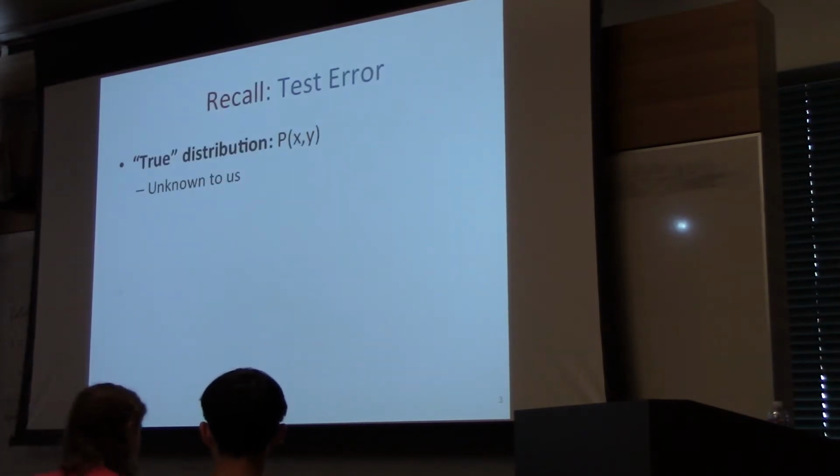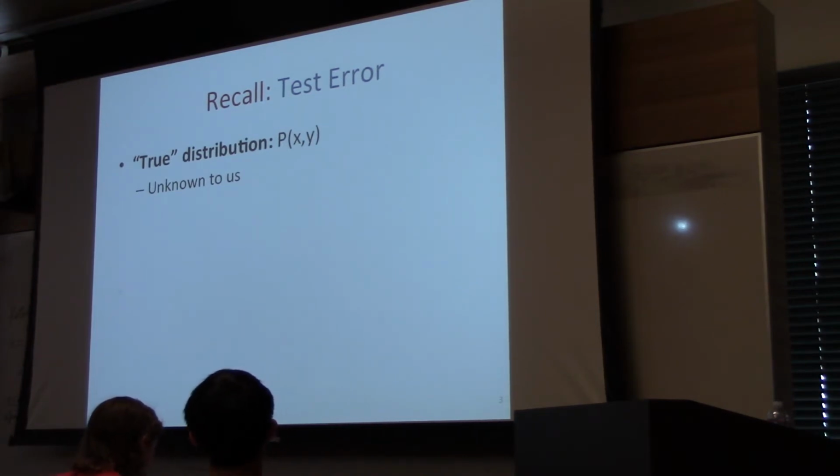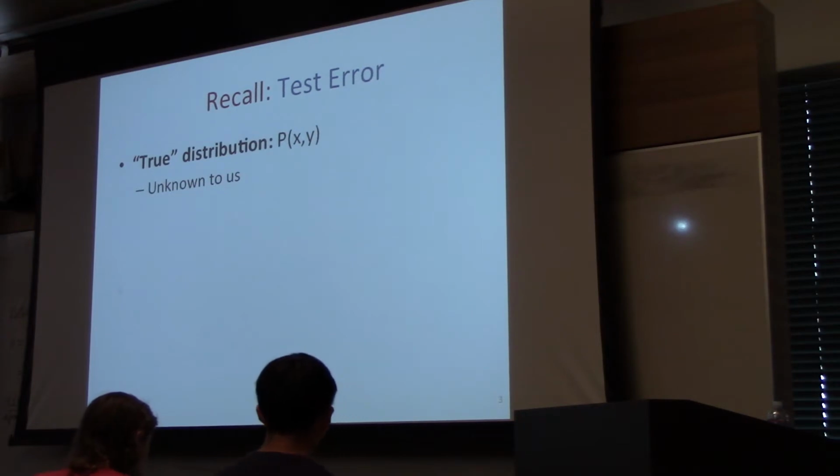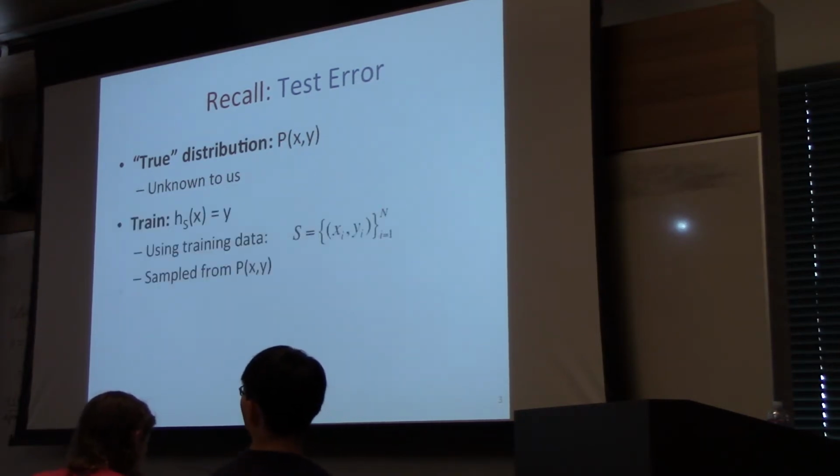So just to recall, test error. Should be pretty much reviewed for everyone at this point, but just so we go through it together. The goal is to ultimately optimize loss over the true distribution of examples, input-output pairs, which is unknown to us. We have access to a finite data set S, which is a sample drawn independently from the test distribution. This is what we have to work with.